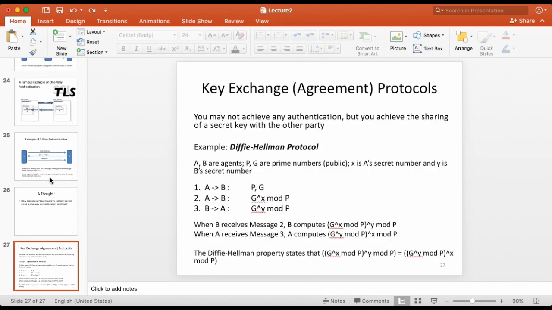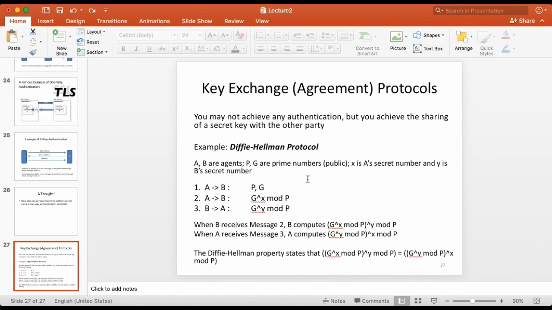Sometimes the only thing we want to do is just establish a shared key with the other side, but nothing really else. I don't care who you are. All I care about is that I want to end up having a secret key with you, and that class of protocol is known as key exchange or key agreement protocols. The most infamous example of these is Diffie-Hellman. The Diffie-Hellman protocol allows two entities to establish a shared secret without anything else.